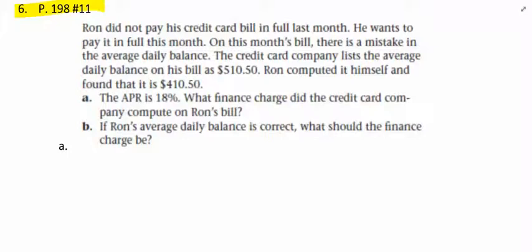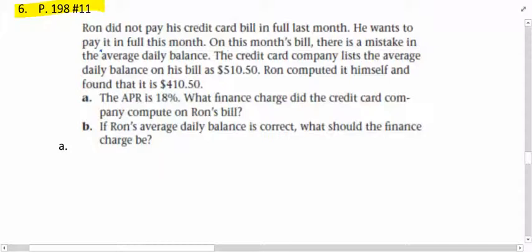the average daily balance. The average daily balance is used to compute our finance charges. So the credit card company lists the ADB on his bill as $510.50, but Ron computed it and found that it was actually $410.50. So in Part A, we're told that the APR, or the annual percentage rate, is 18%. And so we'd like to know what the finance charge that the credit card company computed, and then in Part B we'll find out what the actual finance charge would be based on the correct dollar amount.